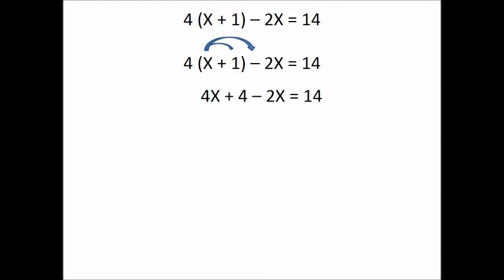So we have this next problem: 4 times the quantity of x plus 1 minus 2x equals 14. So it's going to be 4, parentheses, the quantity of x plus 1. We're going to have to distribute that 4. I know my distribution is over to the left, I'm sorry about that. But we should have 4 times x equals 4x, and 4 times 1 equals 4. So now what we have to do is combine like terms.